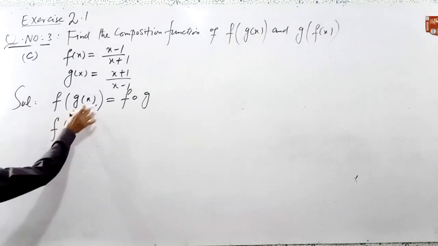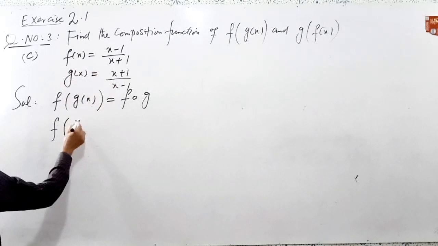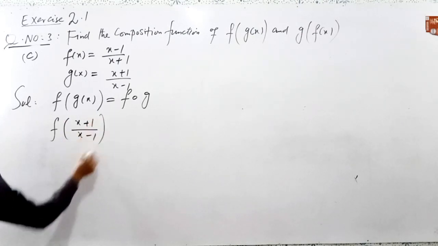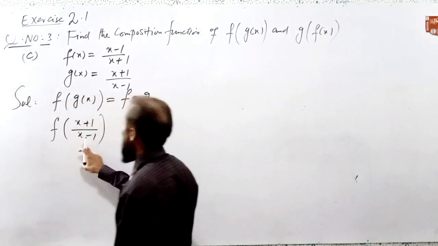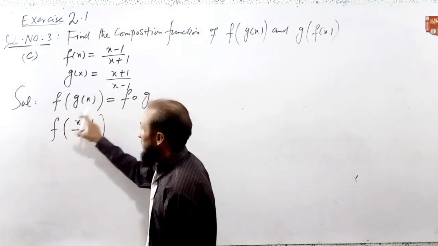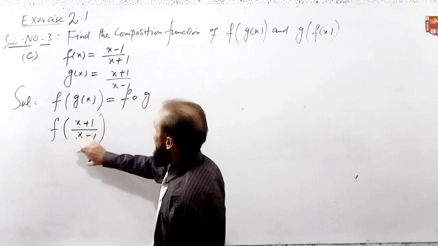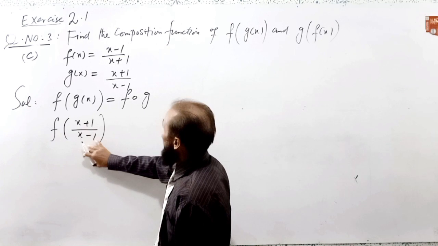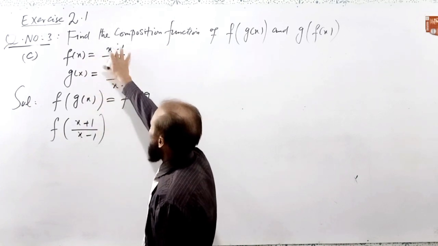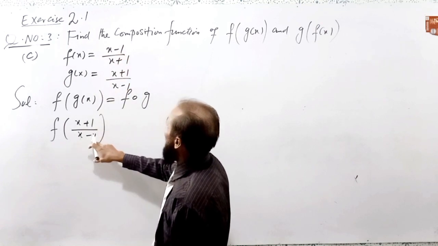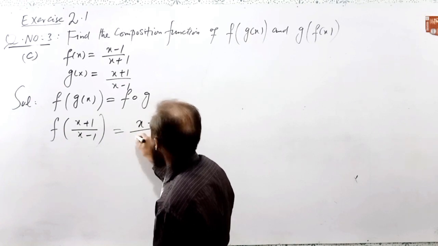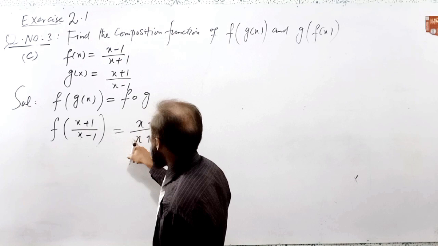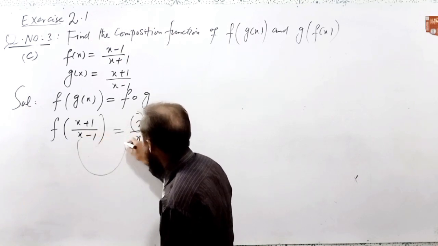Now it means that here we put the g function. G function is already given, x plus 1 divided by x minus 1. Now we get f of x. Consider this term: f of x, and we replace x by g of x, so in the function f of x we put x plus 1 divided by x minus 1. So look here, the actual result is x minus 1 divided by x plus 1. This is the function f of x. We replace this x by this result.